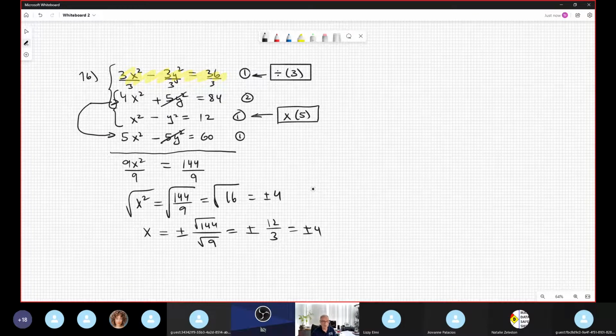Now, I need to find the y value. To find the y value, either way, I select either equation. Of course, I am smart. I select the easy one. In my opinion, the easy one is this. Why is it easy? Because the coefficient is 1, no?